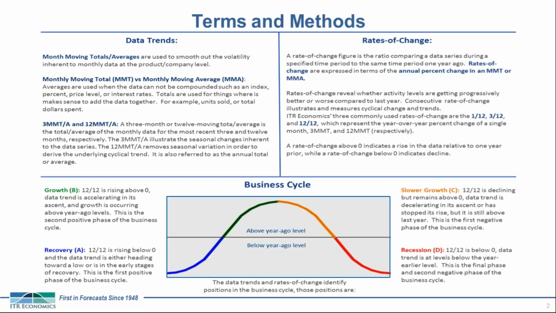For both the 3 MMT and the 12 MMT, we have analogous rates of change that you'll hear me using very often. Those are the 12/12 and the 3/12, or the annual and quarterly growth rate, respectively. The 3/12, or quarterly growth rate, is simply the most recent 3 MMT compared to the 3 MMT 1 year before. So it's the most recent quarter of data compared to the same quarter last year. This is why you'll also hear me refer to it today as the quarterly growth rate. Much in the same vein, the annual growth rate, or 12/12, is simply the most recent year's worth of data compared to the year before that.